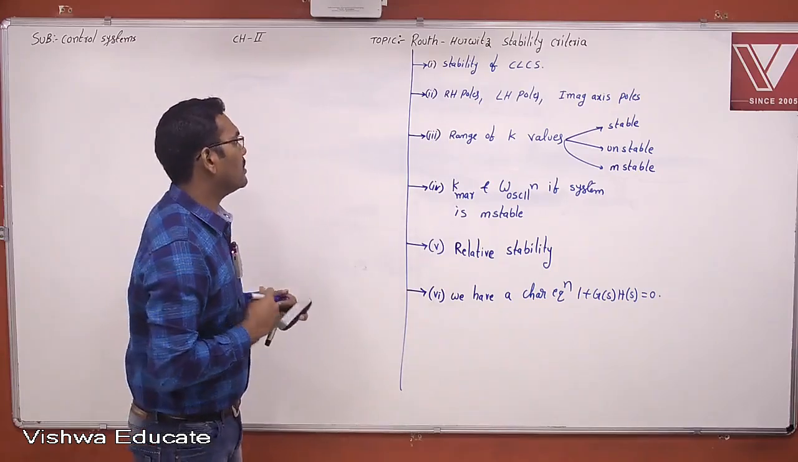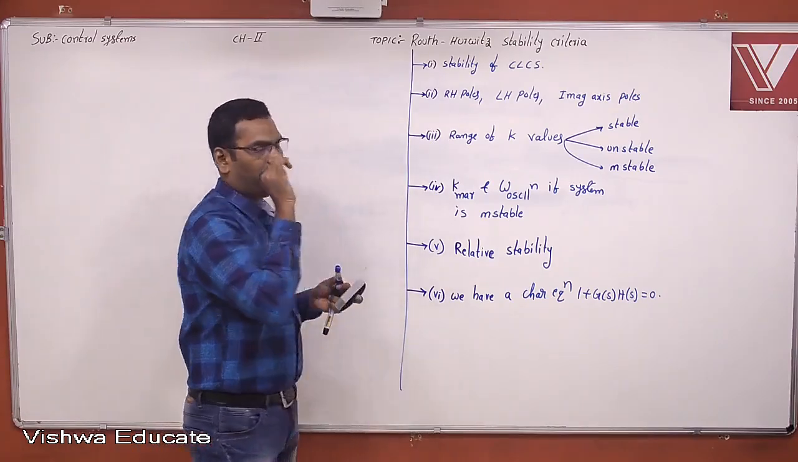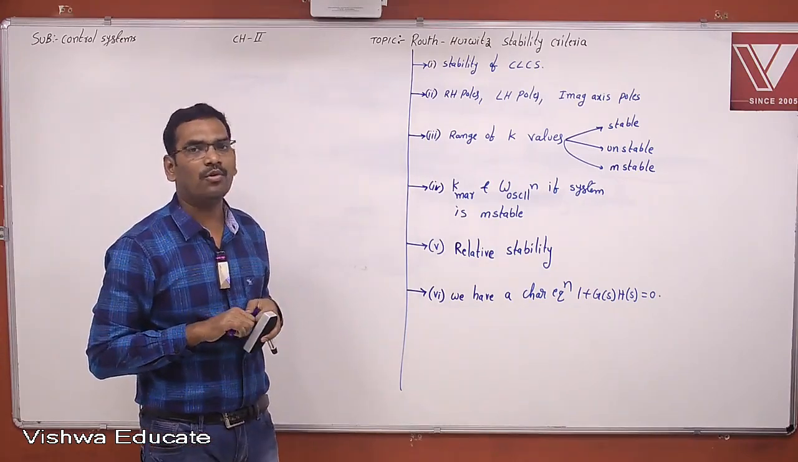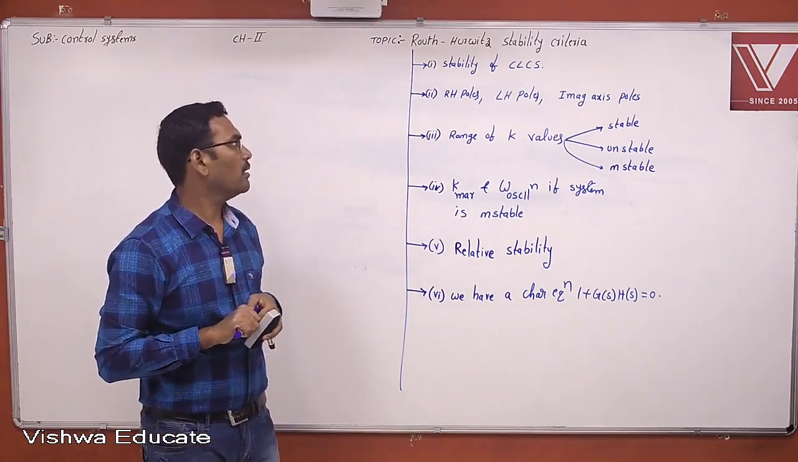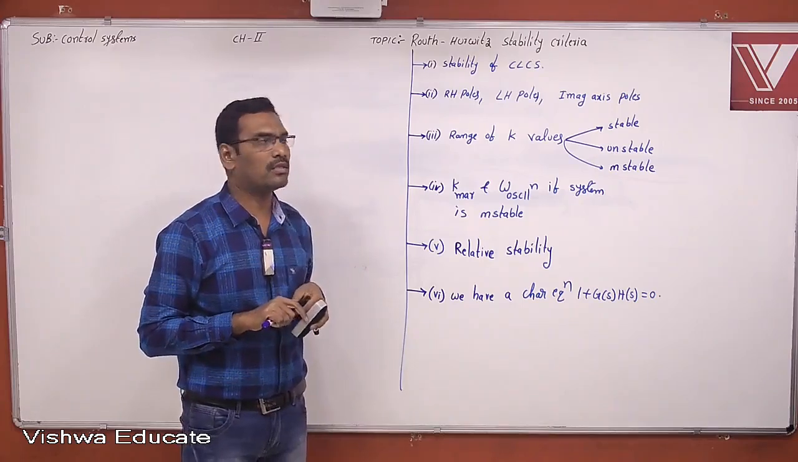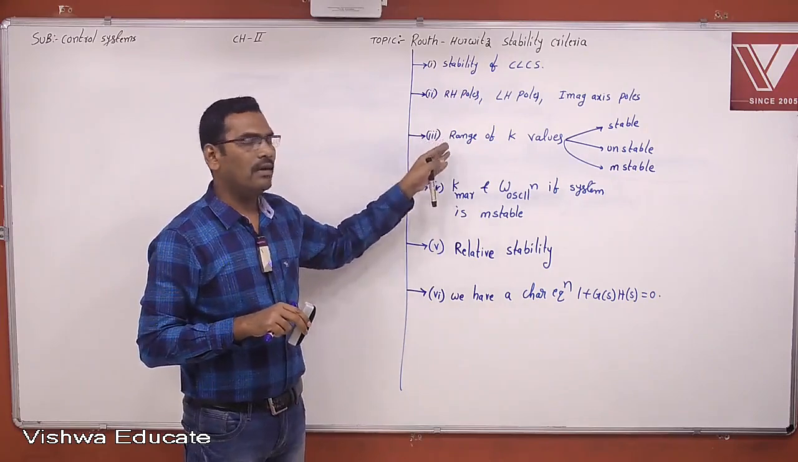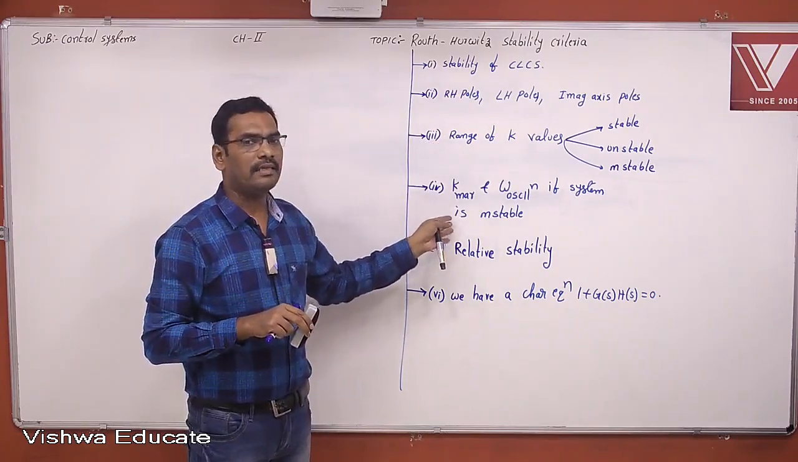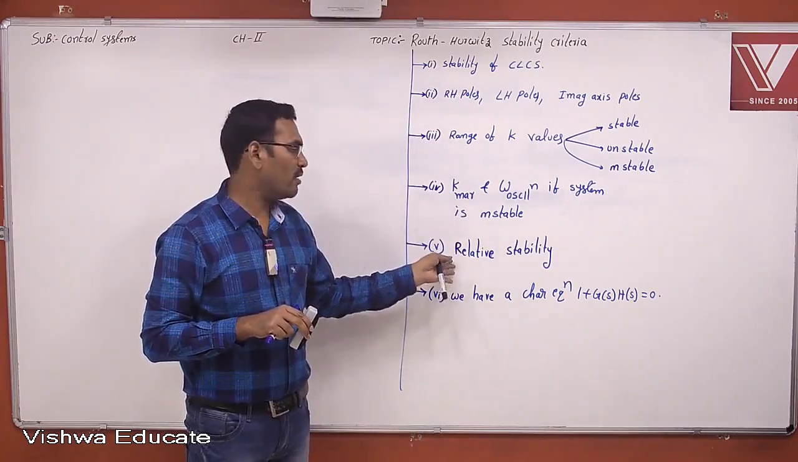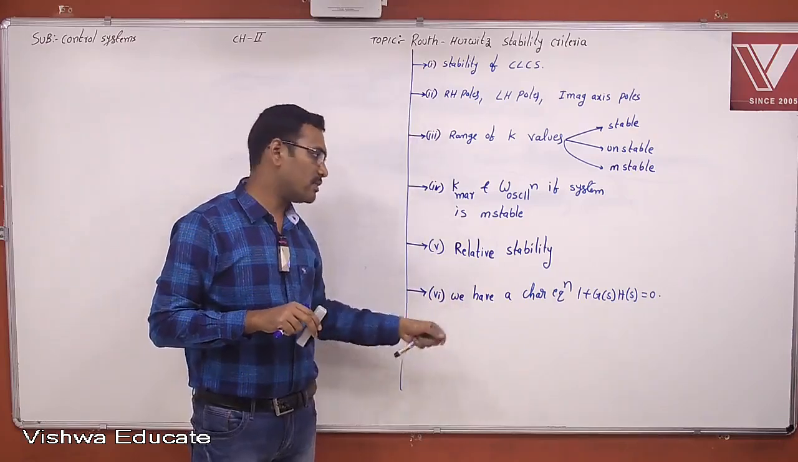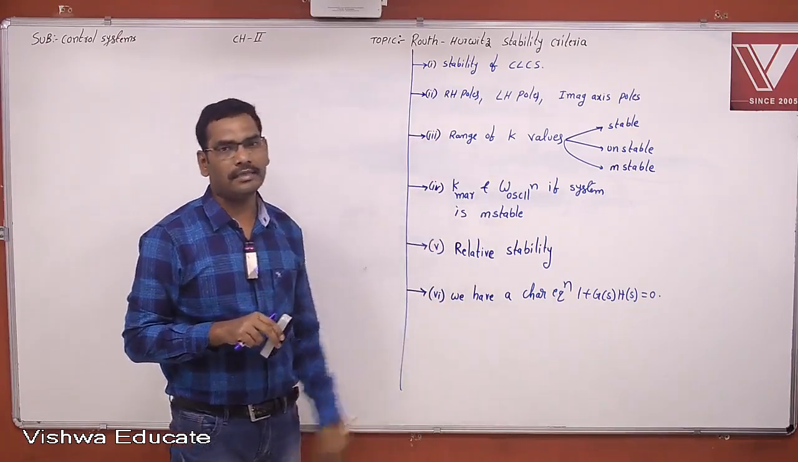Okay. Now this is the RH criteria performance and significance role in the closed loop control system. It is used to find the stability of the closed loop control system, and the number of right hand sided and left hand sided poles is identified, along with the range of K, frequency and K margin, a relative stability concept. And to do all these things, we must require a characteristic equation.